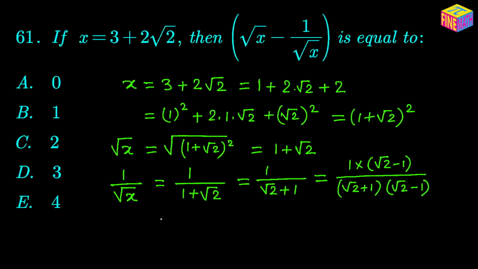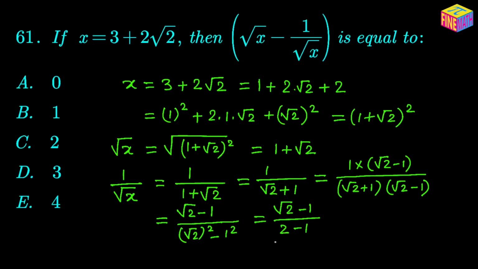And from here if we simplify this, we have square root of 2 minus 1 in the numerator, and in the denominator we are going to get square root of 2 whole squared minus 1 squared. That would be a squared minus b squared, because we have a plus b times a minus b form. So ultimately we have square root of 2 minus 1 in the numerator, and in the denominator we have 2 minus 1. So that's nice. The denominator is actually becoming 1. So this is actually square root of 2 minus 1, and in the denominator we have 1. So that is nothing but square root of 2 minus 1.